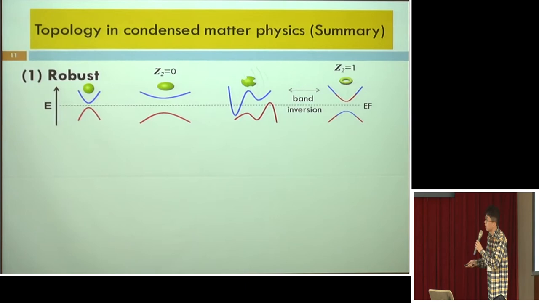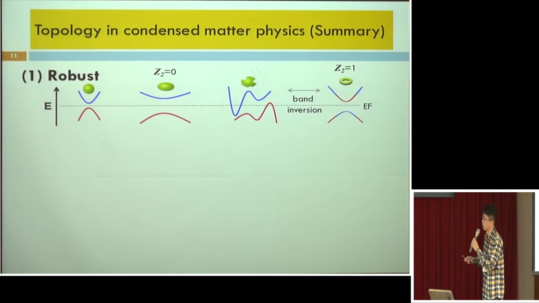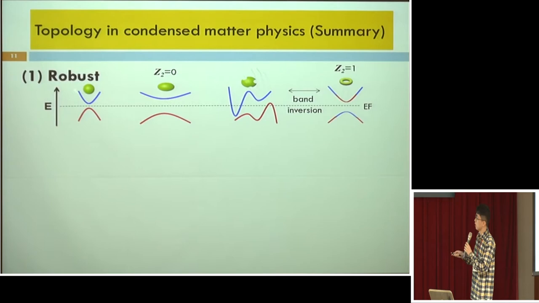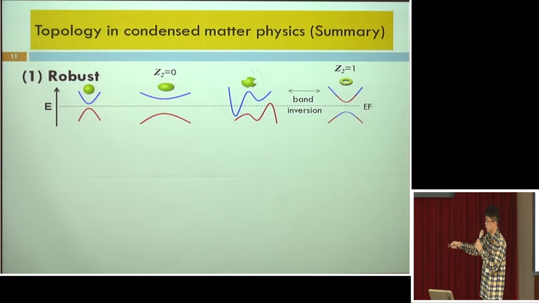Here I summarize the key property of a topological phase. The first one is robustness. If one state can be continuously deformed to another state without closing the gap or making a band inversion, their topologies are identical, even if their geometries are entirely different. For example, we can continuously deform from this band structure to this one, so their topologies are identical. It's impossible to go from this state to this state without closing the gap.